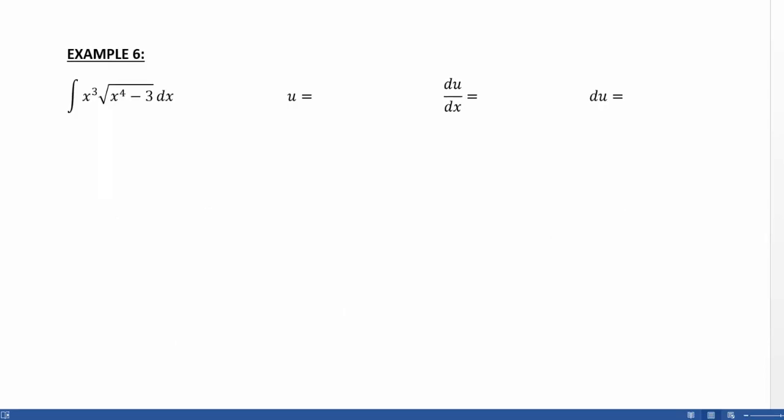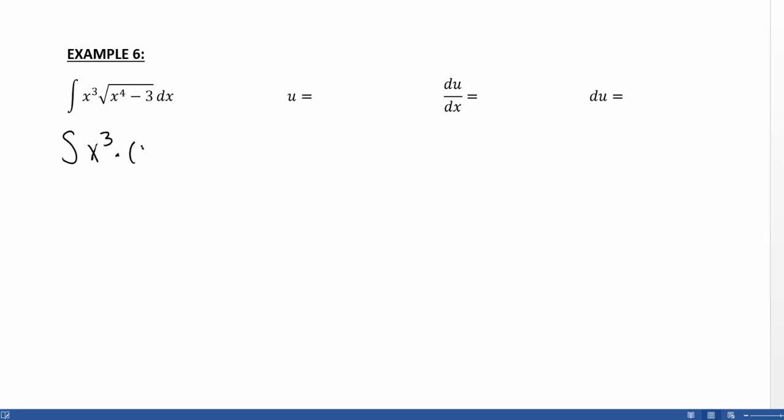Example 6. The antiderivative of x cubed times the square root of x to the fourth minus 3. Whenever we have square roots, the first thing we want to do is turn our square root into a power. So here, my first step is going to be to rewrite this.